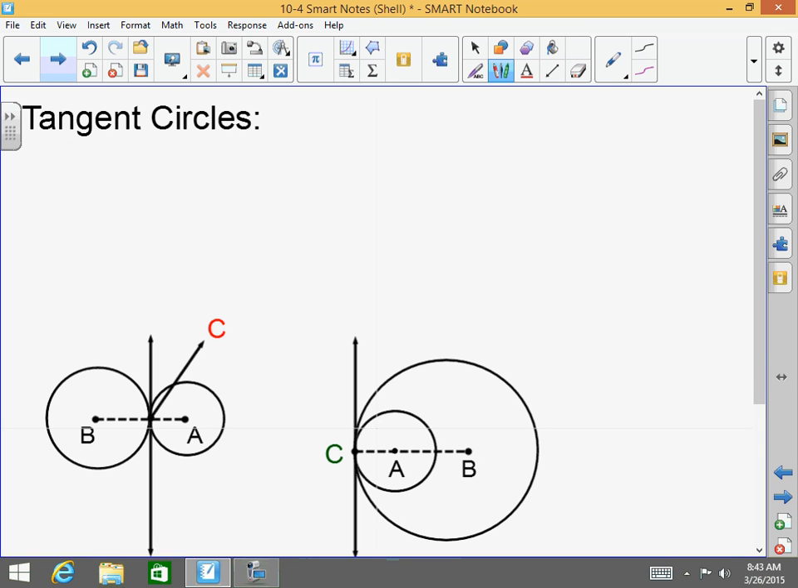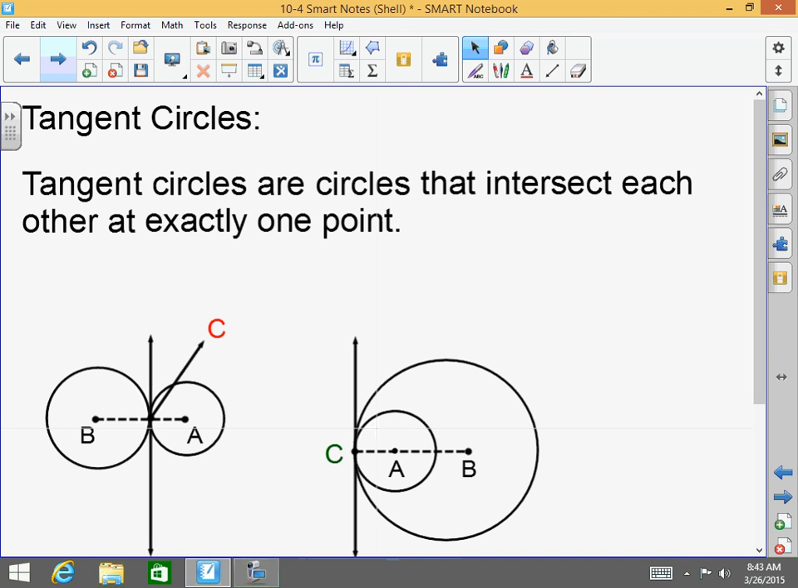Now, tangent circles. By now, hopefully you've realized tangent means that they're intersecting at 1 point. Secant at 2 points. Tangent circles are circles that intersect each other at exactly 1 point.